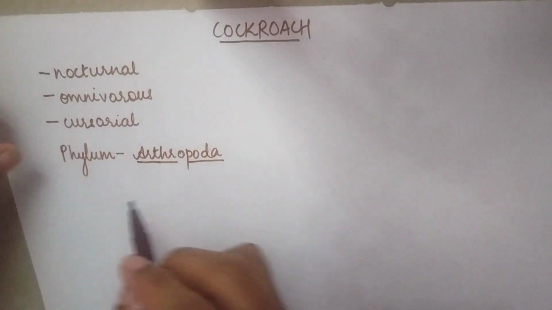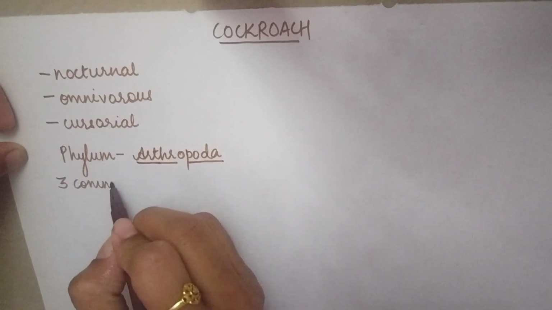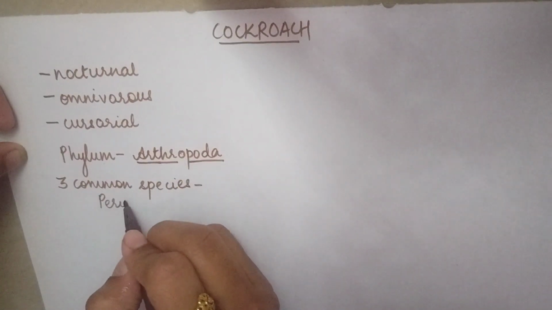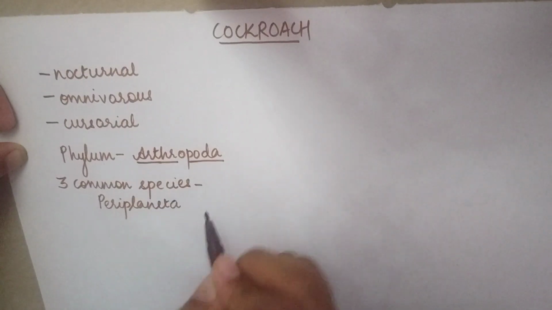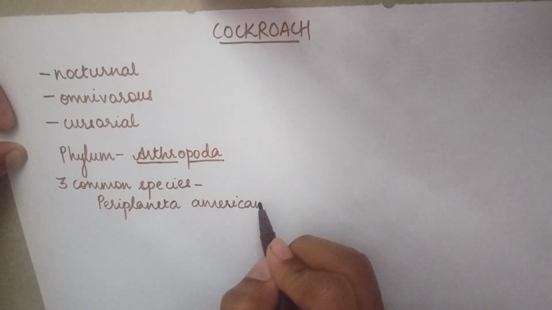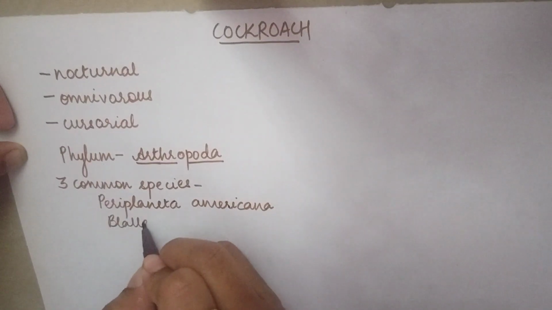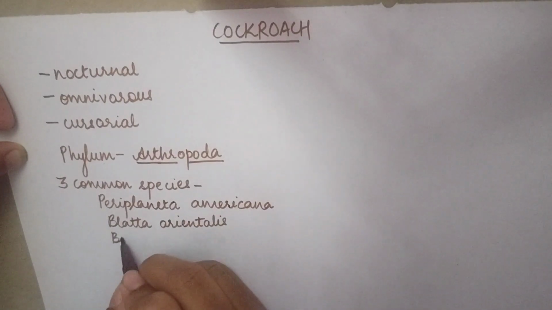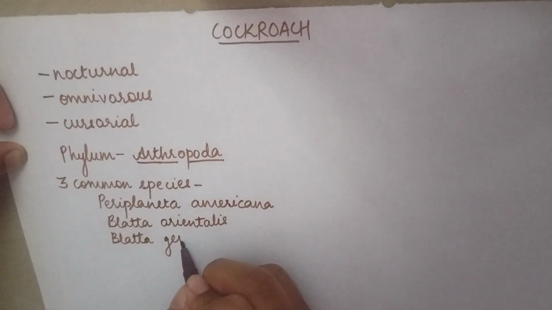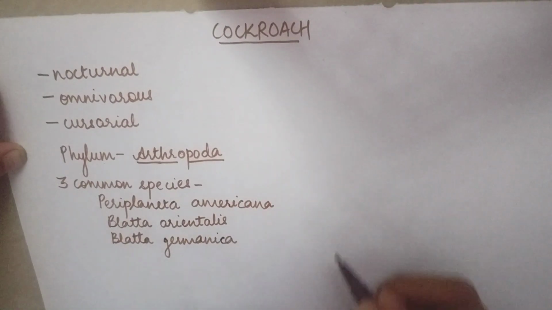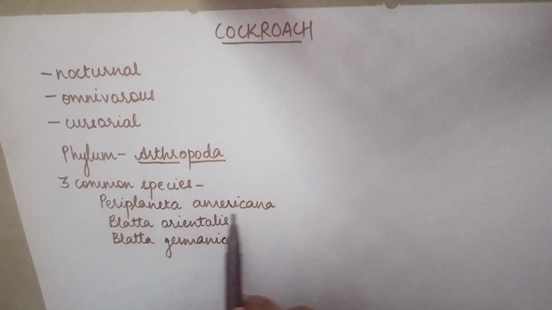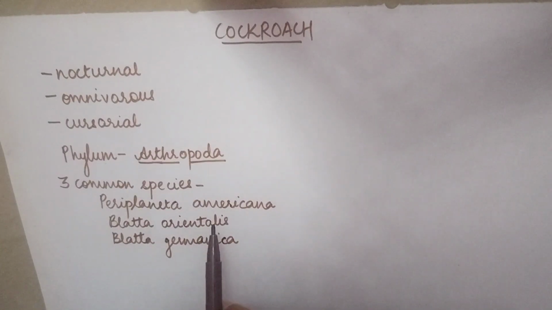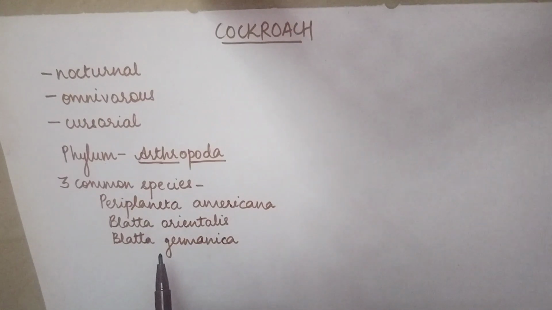There are three common species of cockroach which you should remember. These names are very important. The first one is Periplaneta americana. The next one is Blatta orientalis. And the last one is Blatta germanica. So these are the three common species of cockroach and these names are very important. If we look at Periplaneta americana, the genus is Periplaneta and the species is americana.